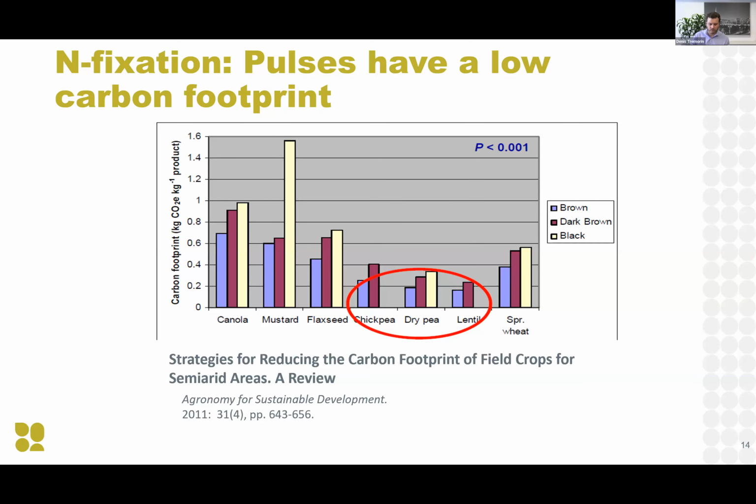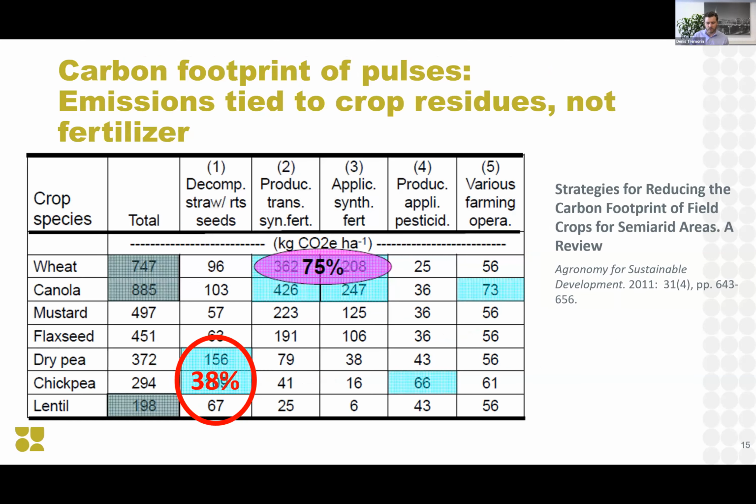And the reason for that, I'll go to my next slide, is that if we look at wheat and canola, the vast majority of the greenhouse gas emissions that come from wheat and canola come from the production and the application of synthetic fertilizer. And so growing a pulse in rotation really eliminates that potential production of greenhouse gas in the year that we grow the pulse, but also even in the following year. So what we see is the majority of emissions for pulses actually comes from the crop residues when they're decomposed, whereas for other crops that require fertilizer, the majority comes from the fertilizer itself.